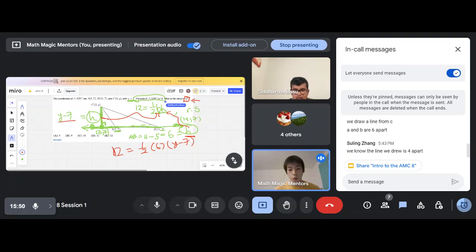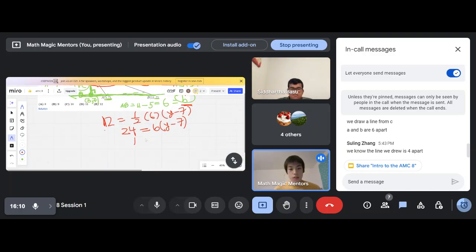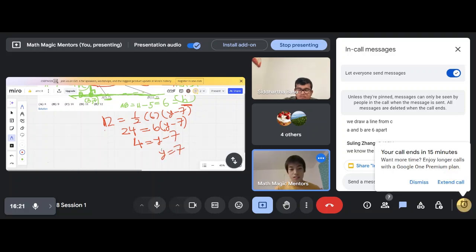And now we can solve for y. Multiplying by 2 on both sides, we have 24. And then the half gets canceled out, which is 6 times y minus 7. We divide by 6 on both sides to get 4 equals y minus 7. And adding 7 to both sides, we get y equals... oh, sorry, 11. 4 plus 7 is 11. So the answer is D.